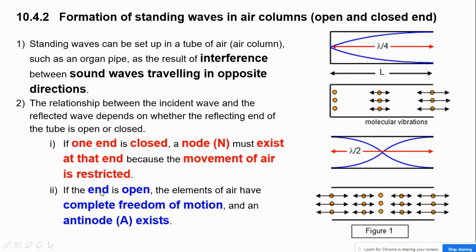If the end is open, for example, we have the open tube here, the elements of air have complete freedom of motion and antinodes exist. So at this part, we have antinodes instead of nodes. And this is the motion of the molecules.